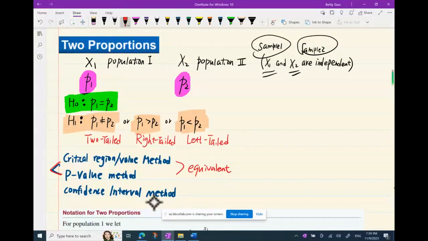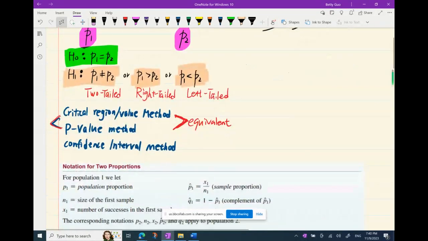And the confidence interval method is not equivalent with the first two methods, in a sense that the first two methods always give us the same result. The result is always consistent. If the critical region method tells us we should reject the null, then the p-value method should give us the same result, same conclusion. But the confidence interval method is not equivalent with the first two methods.